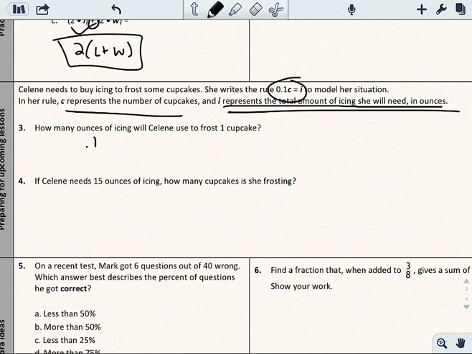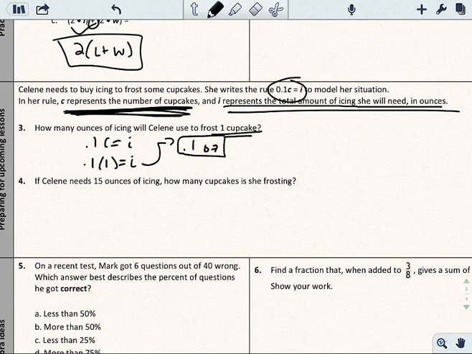Well, if you look at this rule that she wrote, all we had to do is determine what she gave us. She said 1 cupcake. C represents the number of cupcakes. So 0.1 times 1 equals I, the amount of icing. So 0.1 times 1 is 0.1, so she'll need 0.1 ounces of icing.